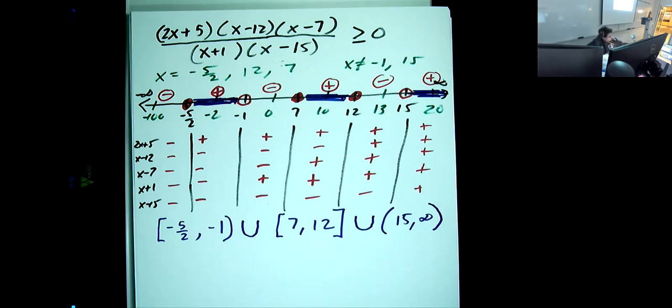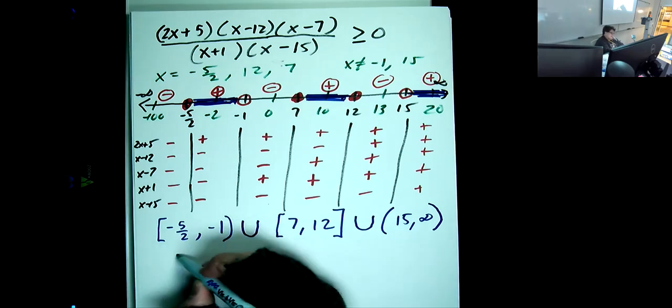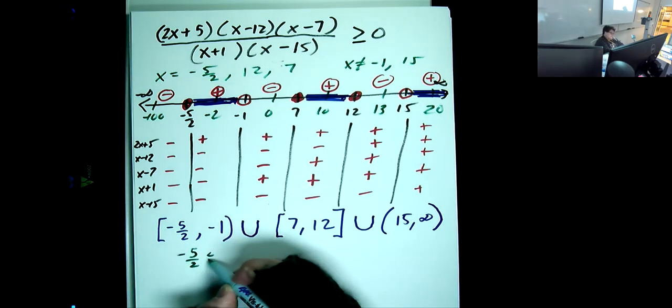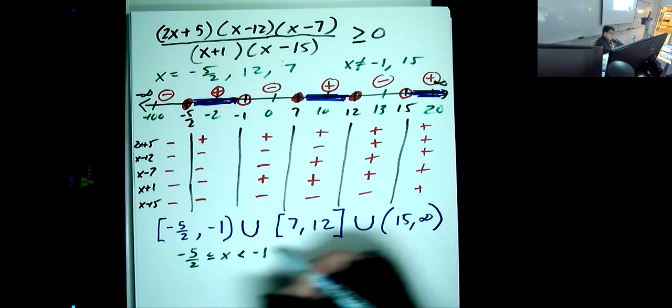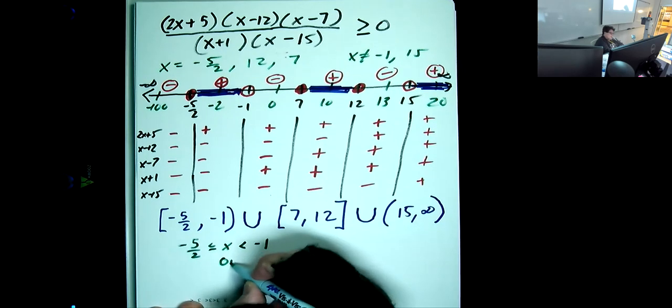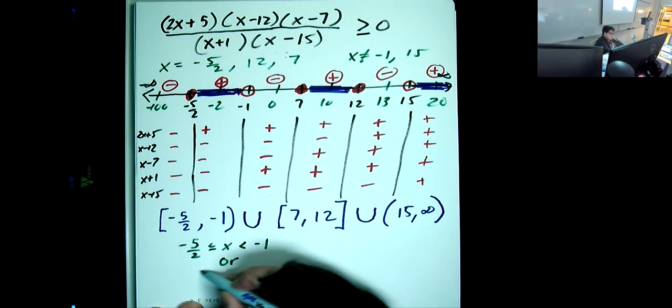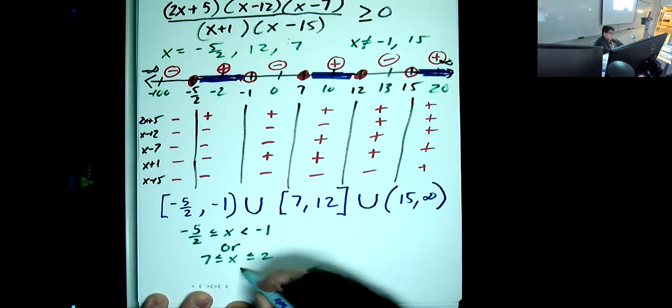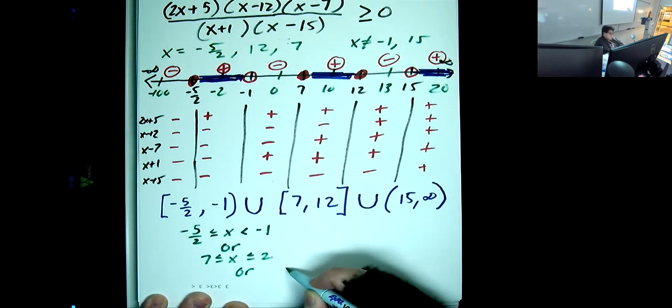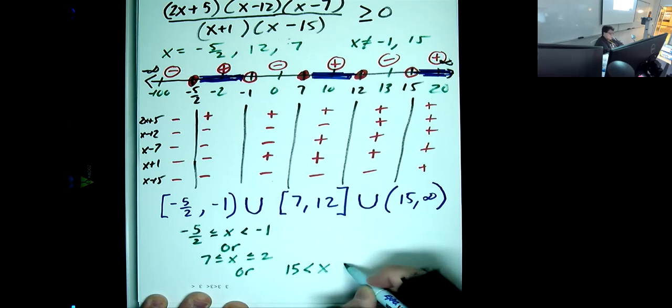If you wanted to think of this in another way, you could say -5/2 is less than or equal to x, which is less than -1, or 7 is less than or equal to x is less than or equal to 12, or 15 is less than x is less than infinity.